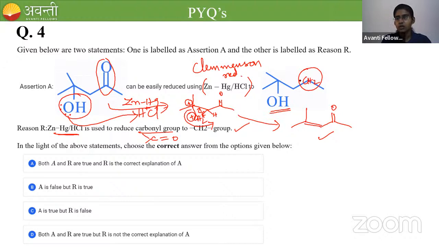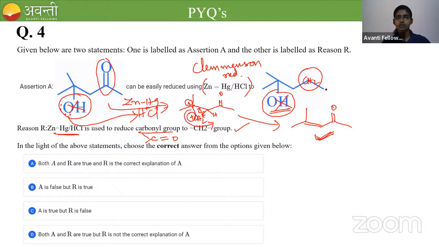But C double bond O was getting reduced to CH2. Okay? If we do not have this OH group in the reactant, then the product is correct. If OH is not present here, then we can say the given product is correct for the given reactant. But since OH is present, we would arrive at this particular compound and not this compound. So assertion is false, but the reason is true.